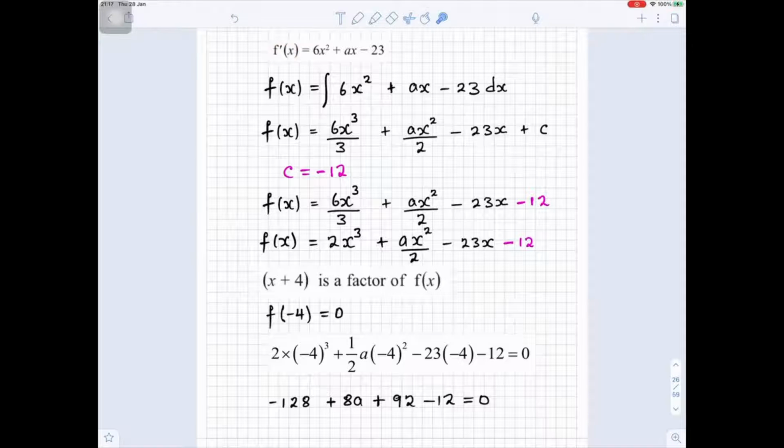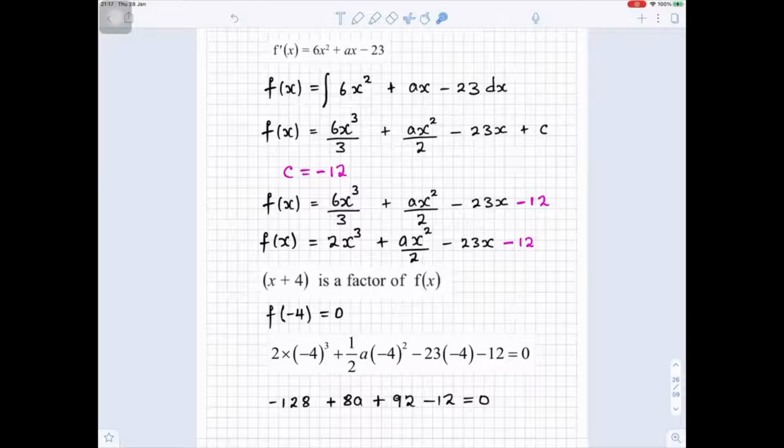So when you integrate, you get back to the function. So you integrate 6x squared plus ax minus 23. Integration, add 1 to the power, 2 plus 1 will give you 3, and you divide by the 3. So 6x cubed divided by 3. Ax to the power 1, add 1 to the power, it becomes 2, and divide by the 2. And a number on its own, you just add x. And then plus c, the constant of integration. So that's what f of x is.